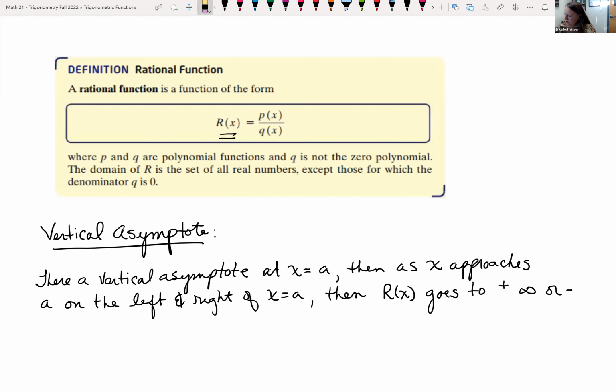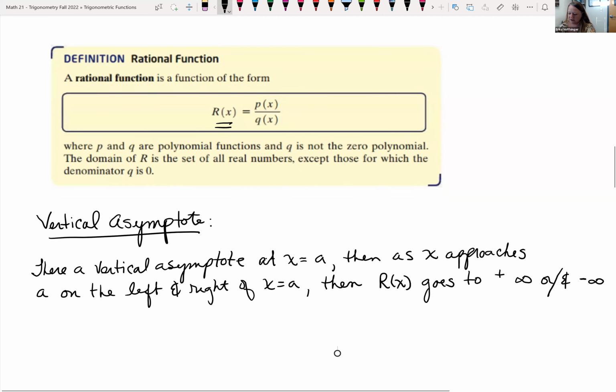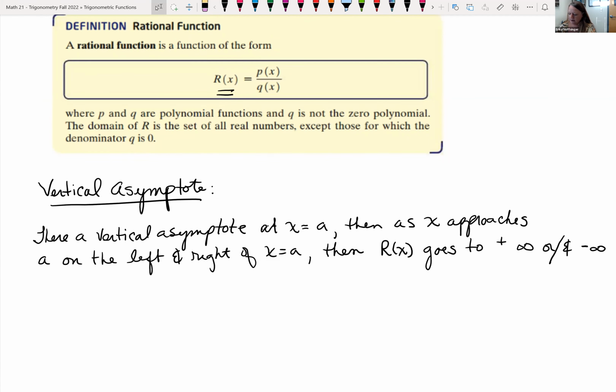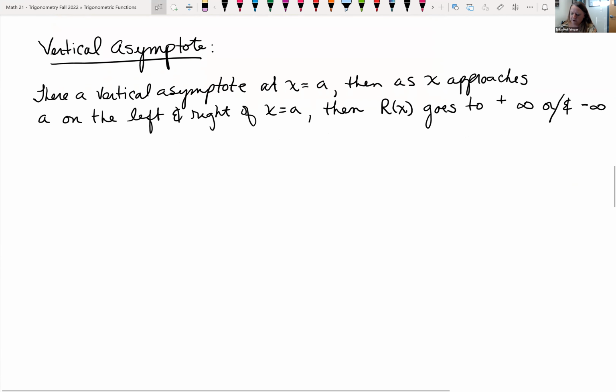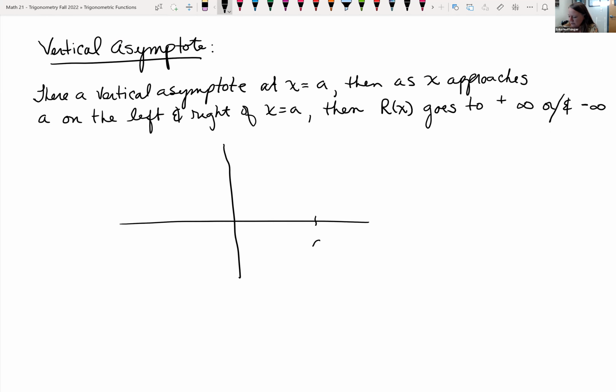And it could be going both. It could be on one side going to positive infinity, and on the other side going to negative infinity. So let's just look at a picture of what the graph would look like for a vertical asymptote. Let's say A was here. A lot of times we'll denote that vertical asymptote with a dotted line, even though it's not there.